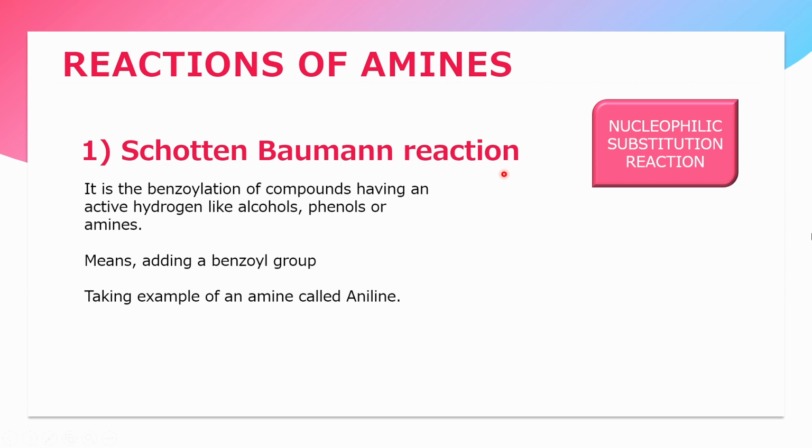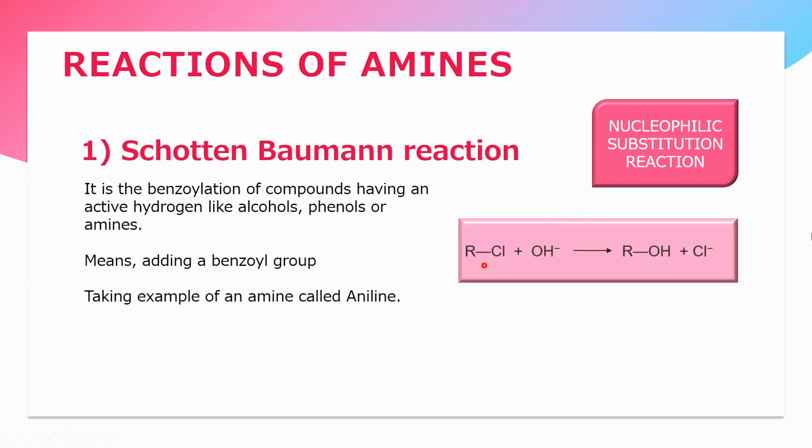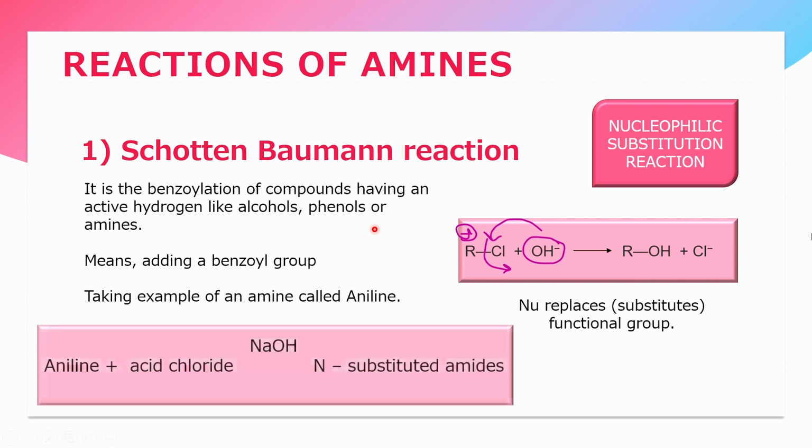So I'll give a brief on what this reaction is. When we have a nucleophile and it replaces a functional group, this is called a nucleophilic substitution reaction, when the nucleophile replaces or substitutes a functional group to get attached instead. So we will do this Bombin reaction by taking an example of aniline, how an amine like aniline would react with acid chloride in the presence of NaOH to give us N-substituted amides.